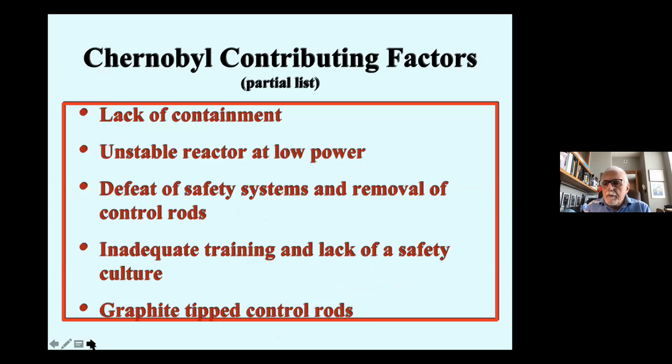It was known to be unstable at low power. They defeated some of the safety systems. They cut down on a lot of the water, and they removed some of the control rods. And the people were poorly trained, and there was just a bad safety culture. And then one of the main things, and the final thing that happened in the explosion, is when they put the control rods back in, they saw they were having a problem. They put the control rods back in.